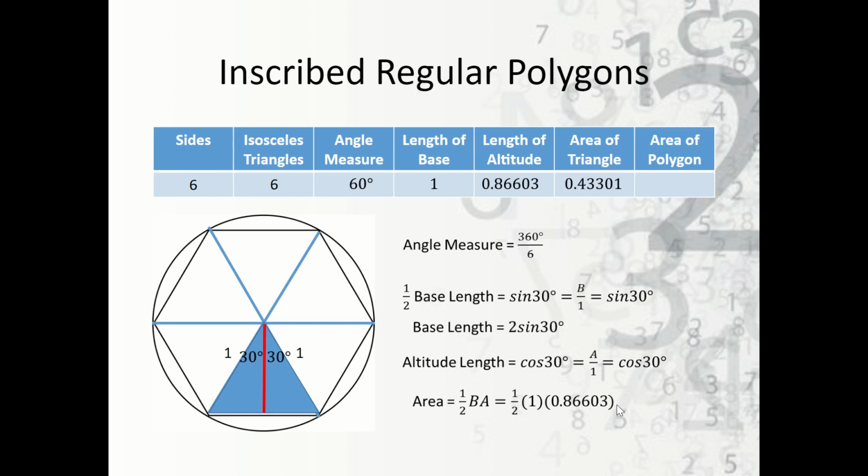And now to find the area of the polygon, we need to multiply it by the number of triangles that we have. So we have 6 triangles total. So we're going to multiply 0.43301 by 6. And when we do that and put that into our calculator, we end up with 2.59808.